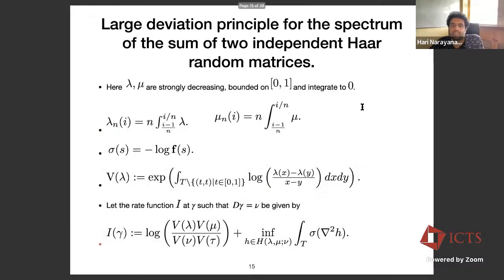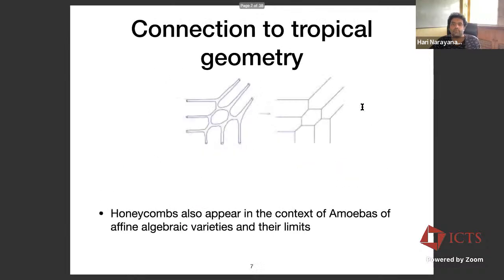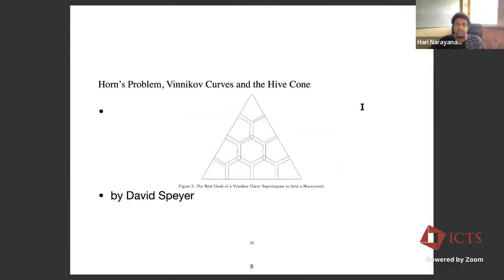Yeah, so I think the closest to this is the work of David Speyer, the Vinnikov curve. He looks at the polynomial determinant of little x capital X plus little y capital Y plus little z capital Z. And somehow from the plane curves that you get, he constructs a hive using some kind of tropicalization procedure.